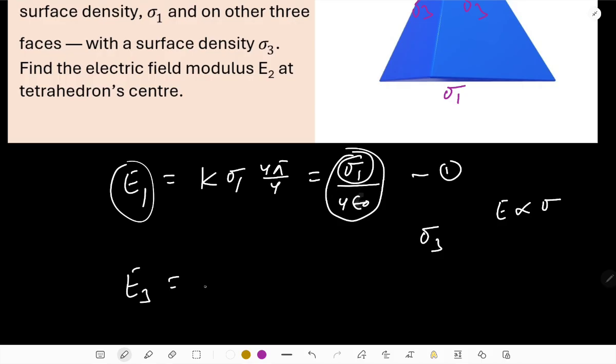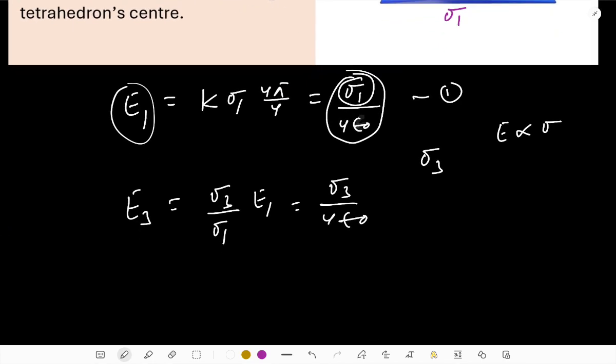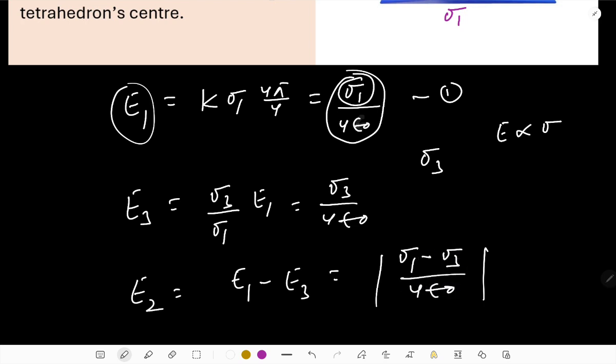That means E3 will be sigma 3 by sigma 1 multiplied by E1, and putting the value of E1 from here, the result will be sigma 3 by 4 epsilon naught. So from the superposition of electric field, we know that the required electric field E2 must be E1 minus E3, and the magnitude in general is simply sigma 1 minus sigma 3 by 4 epsilon naught, and that's the result.